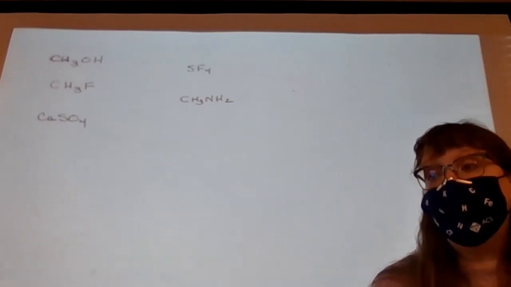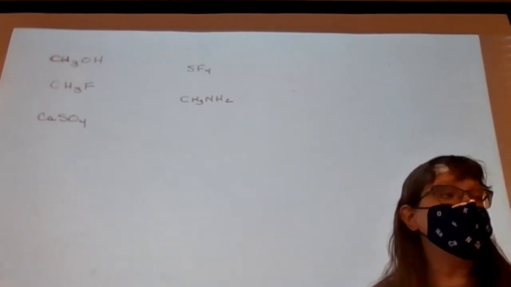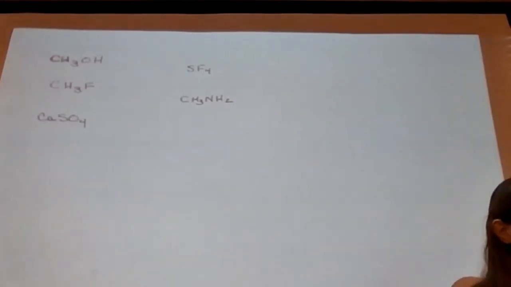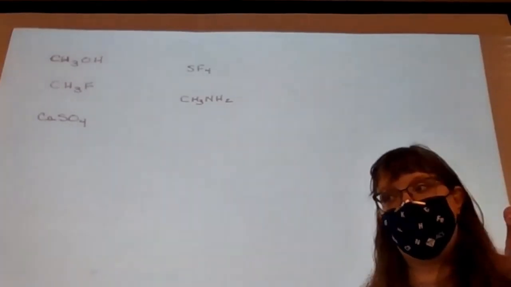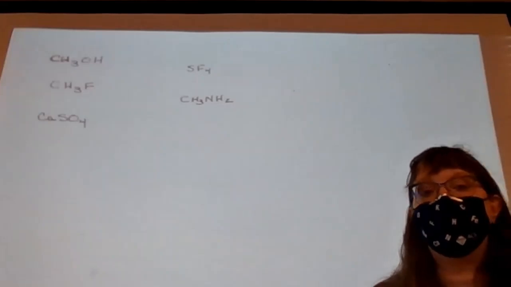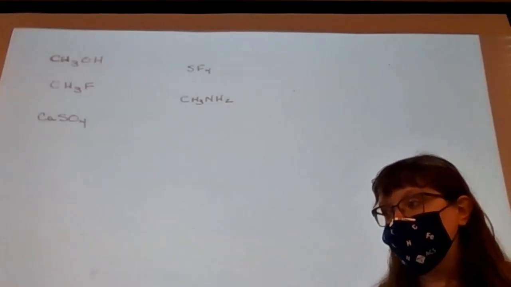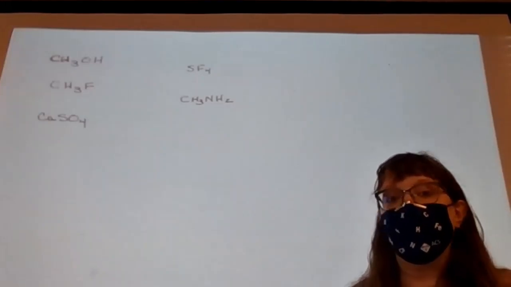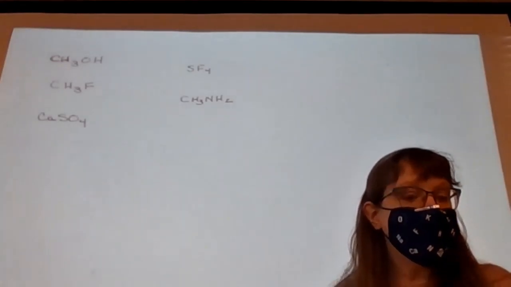Now, do remember that for hydrogen bonding, the hydrogen has to be attached to oxygen, nitrogen, or fluorine, okay? If necessary, you might want to sketch out the dot structure to see if the dot structure makes it look like it's polar.